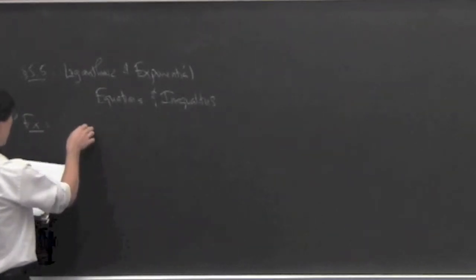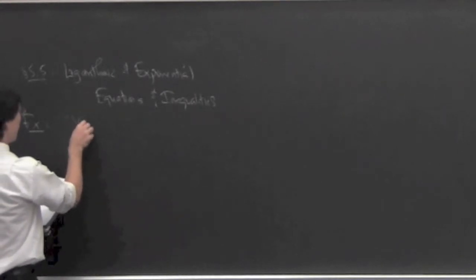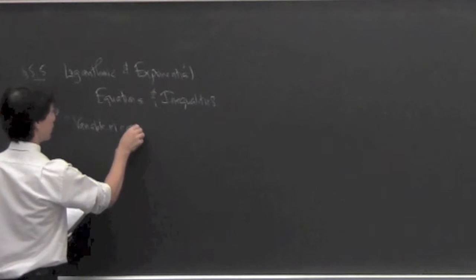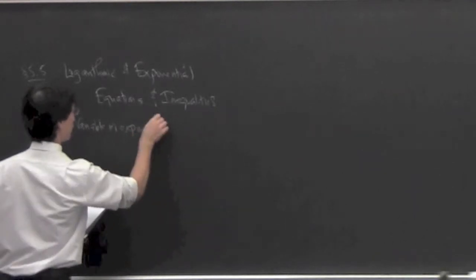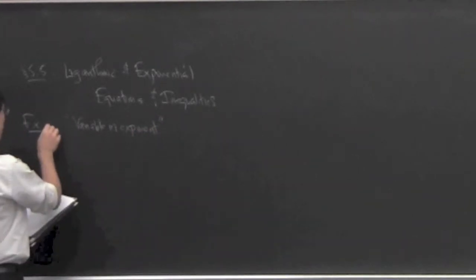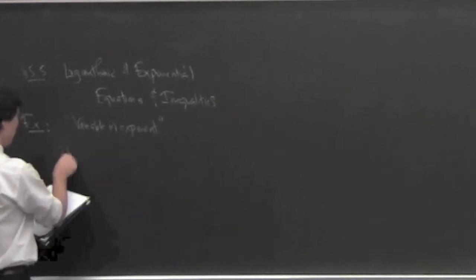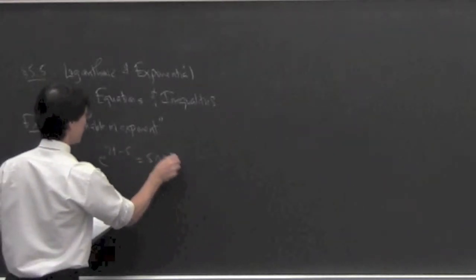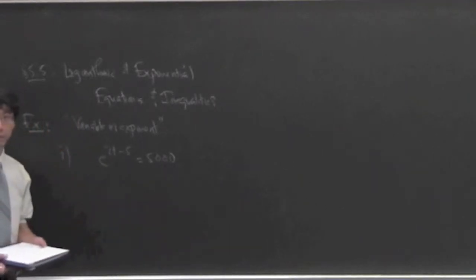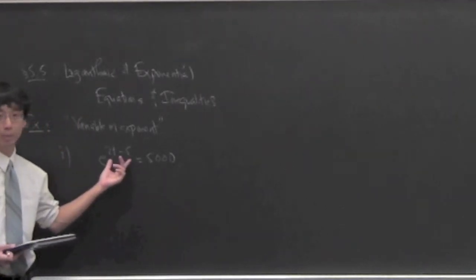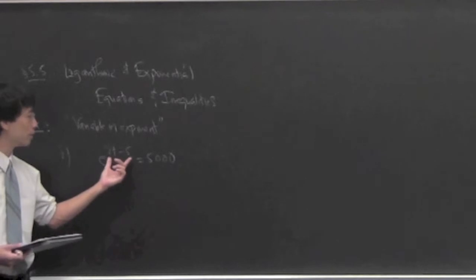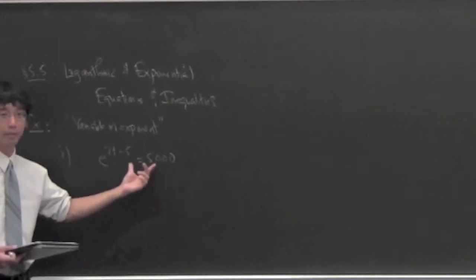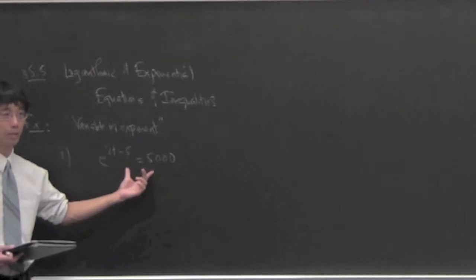So here's one that you could call like the variable is in the exponent. Some examples of this case. If you have something like e to the 2t minus 5 equals 5,000, right? So the variable is in the exponent, and previously we wouldn't be able to solve this equation, but now we can, right?